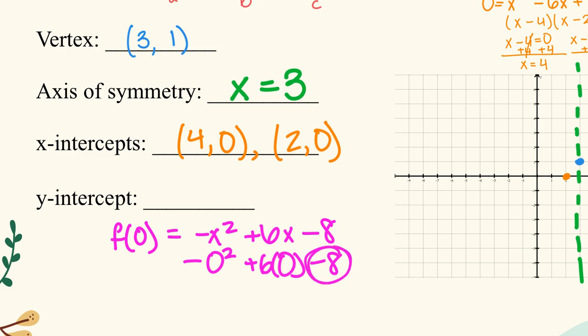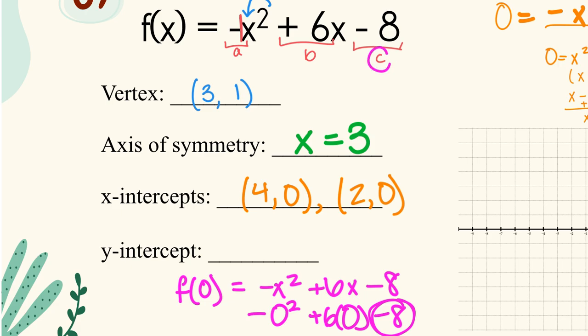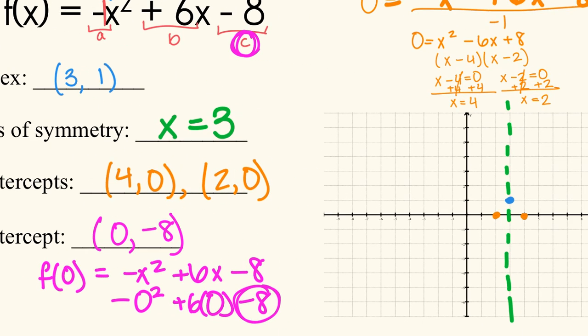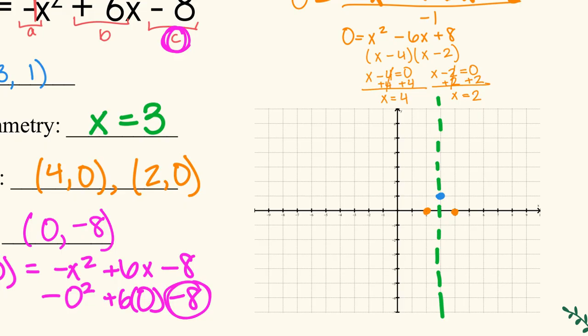Your c is going to be your y-intercept always. It's always going to be your c. So that means x is 0 and your y is negative 8. Now I can go ahead and graph it. I am moving down 8, which is about right here.